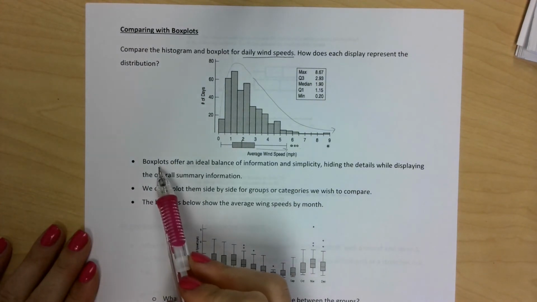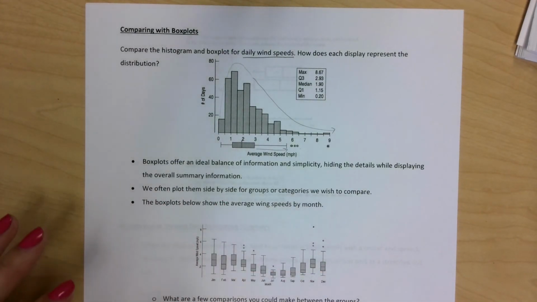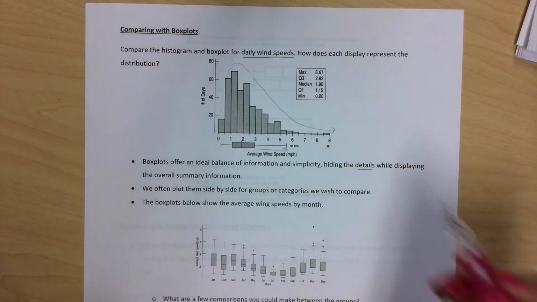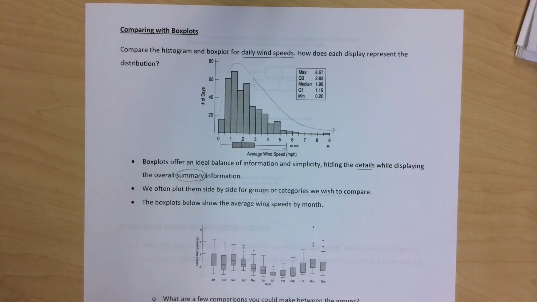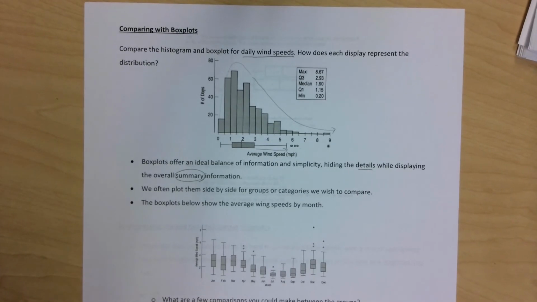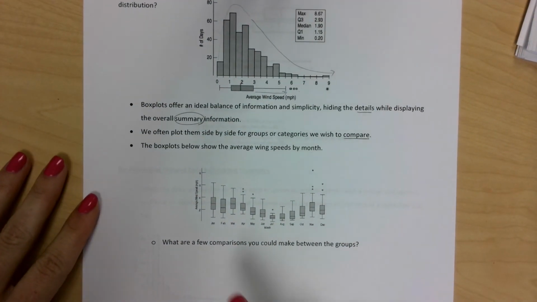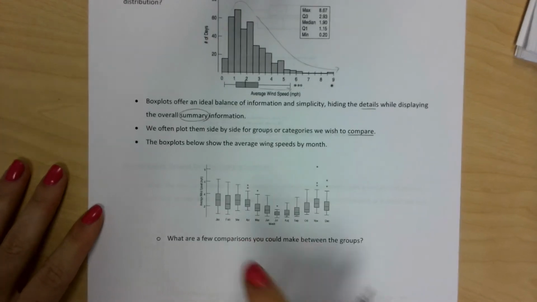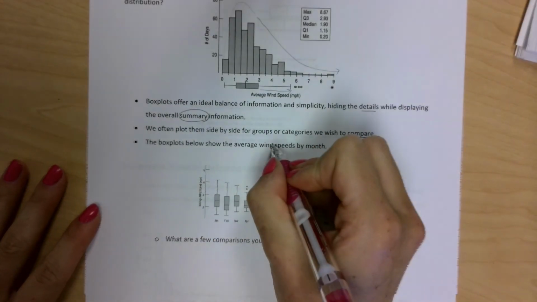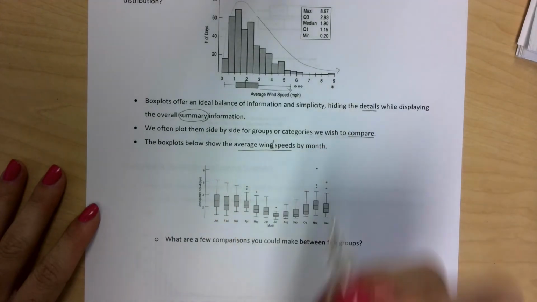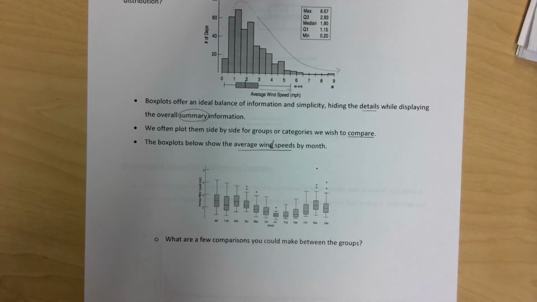So what's nice about a box plot is that they offer an ideal balance of information and simplicity. They hide some of those details, but they display the overall summary. So yes, we're missing some of those details, but it's nice that we can still get the overall idea of what's happening. Because they hide the details and show you the big picture, we often plot them side by side when we wish to make comparisons. So here we have a whole bunch of box plots, and this is again showing average wind speed, that should say winds, not wings. So looking at average wind speed by month.